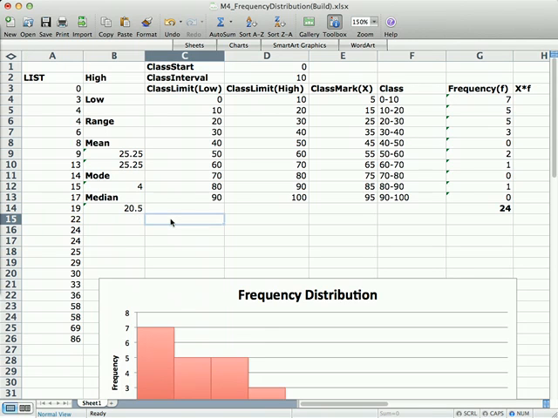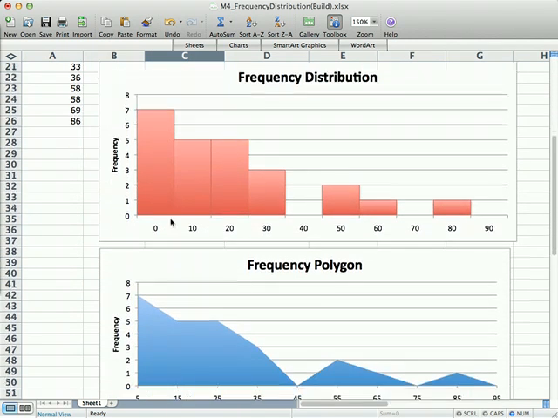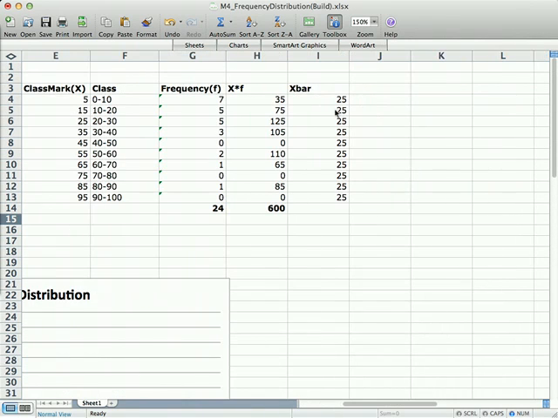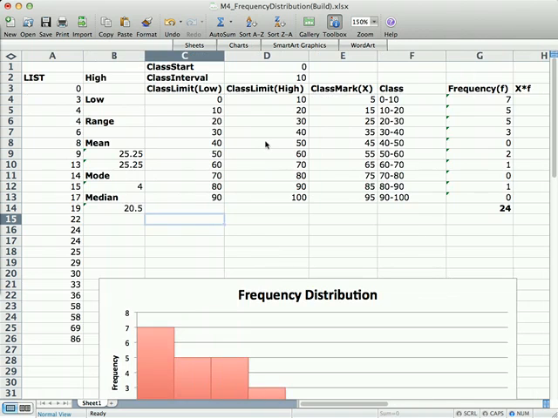So anyways, so there's some Excel calculations for us. We still got our frequency distribution and stuff. I just wanted to point out we could actually calculate some of those things automatically.